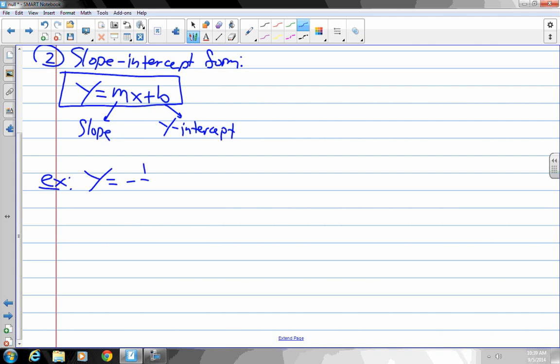Y equals negative 1/2 x plus 1. So can I ask you to sketch the graph of this equation? How do we do that? Yeah, so you start at 1 on the y-axis, that's the y-intercept, and then you interpret the slope. What is the slope? Negative 1/2, so where do I go? Down 1 over 2. So change in y is 1, change in x is 2. So here's that line. Is that okay?